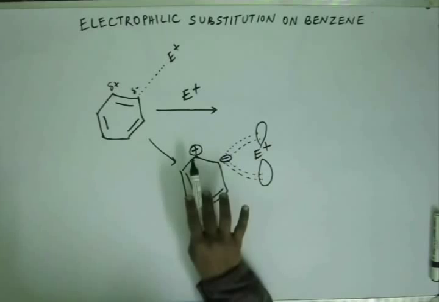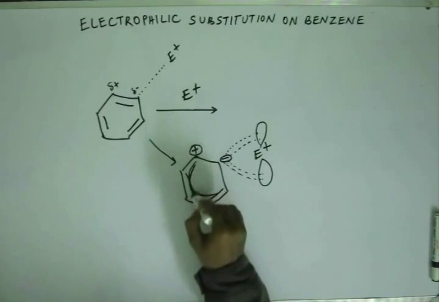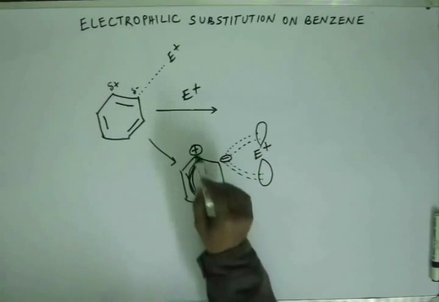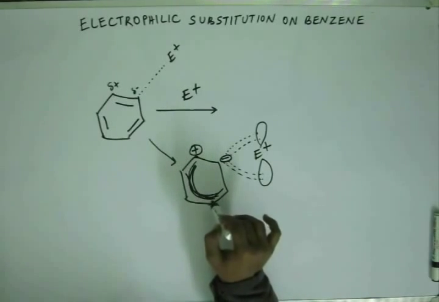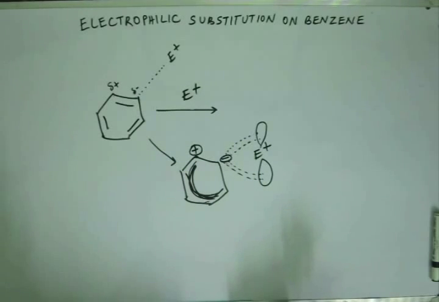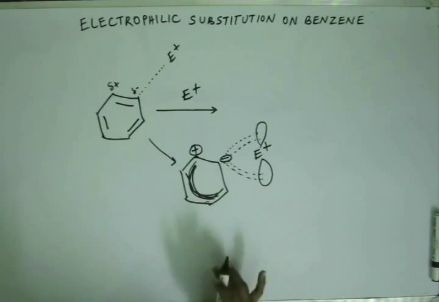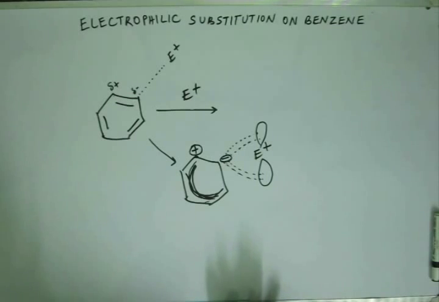But you don't have to worry about this plus charge, because this plus charge is in resonance with these two pi bonds which are in conjugation. So this plus charge is quite stable. This is more stable than the plus charge on the electrophile, because on an electrophile perhaps we are not having any resonance. This plus charge is resonance stabilized. So overall the system is stabilized. There's no problem.